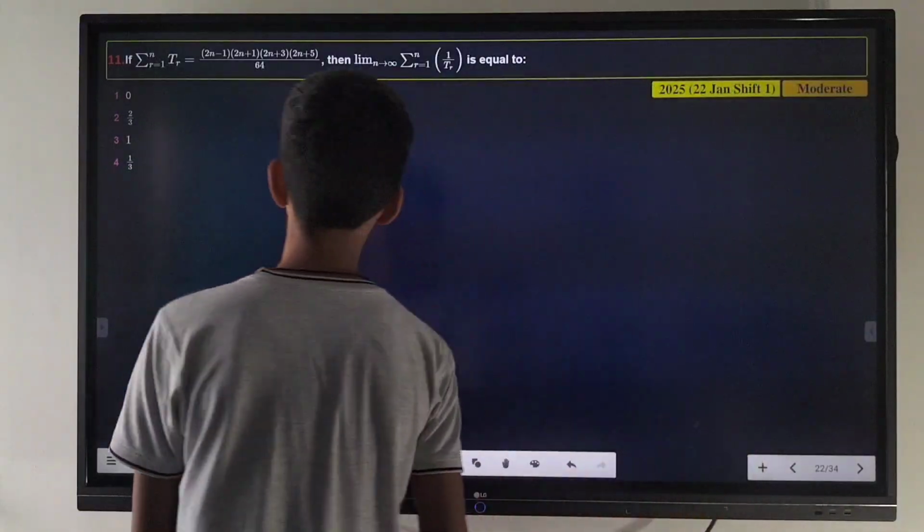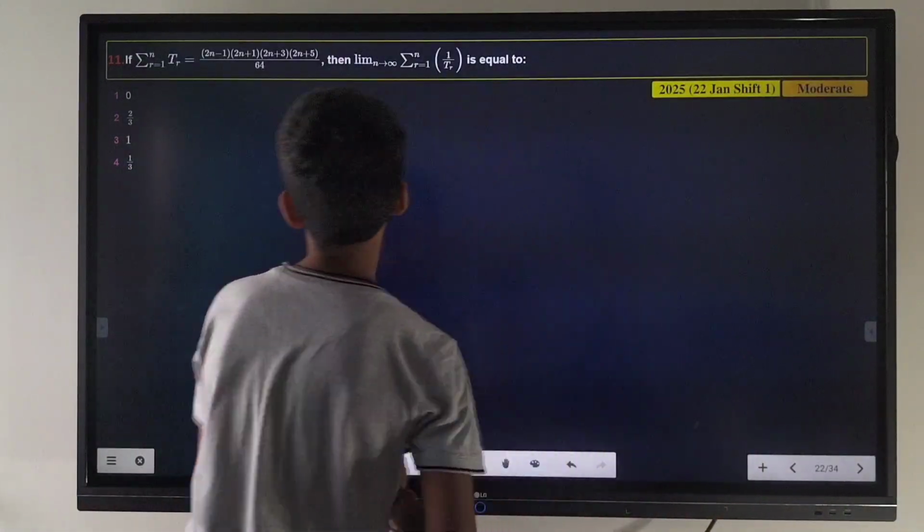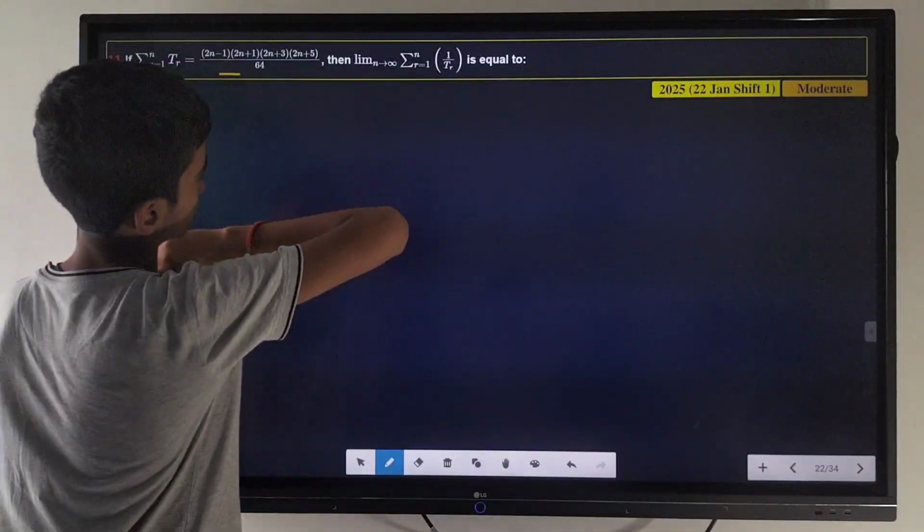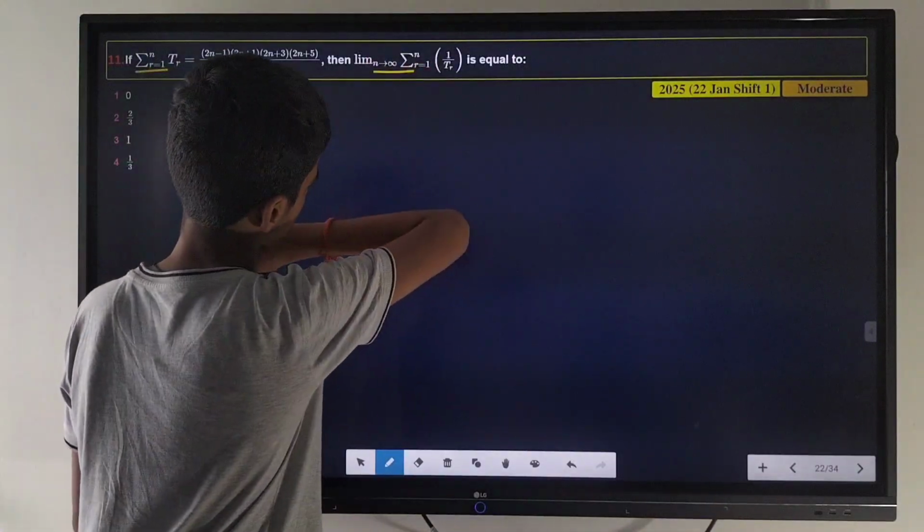Here is our next question now. Our question says if this sum is equal to this expression, then we have to find the value of this limit.